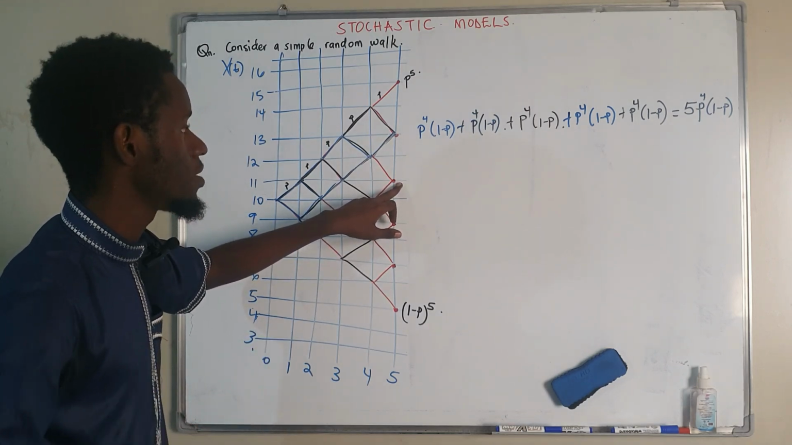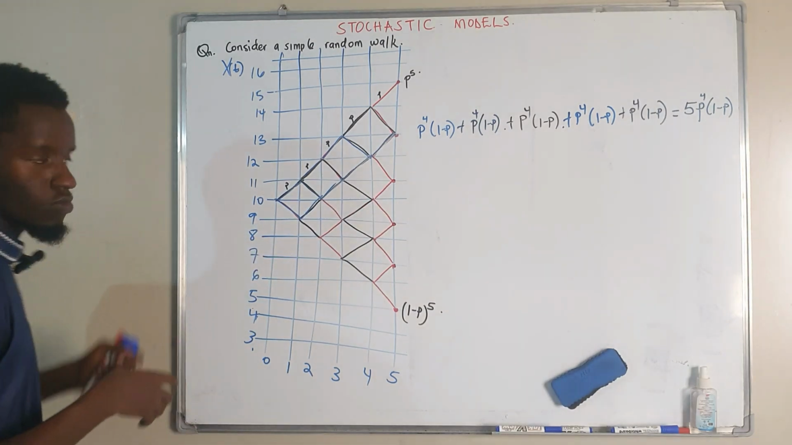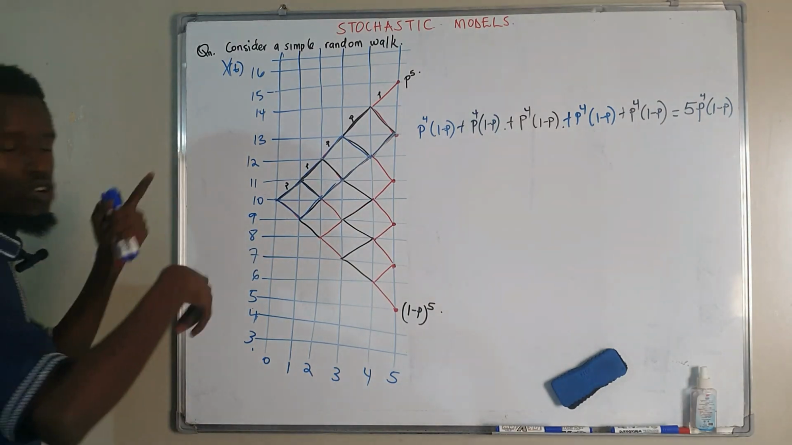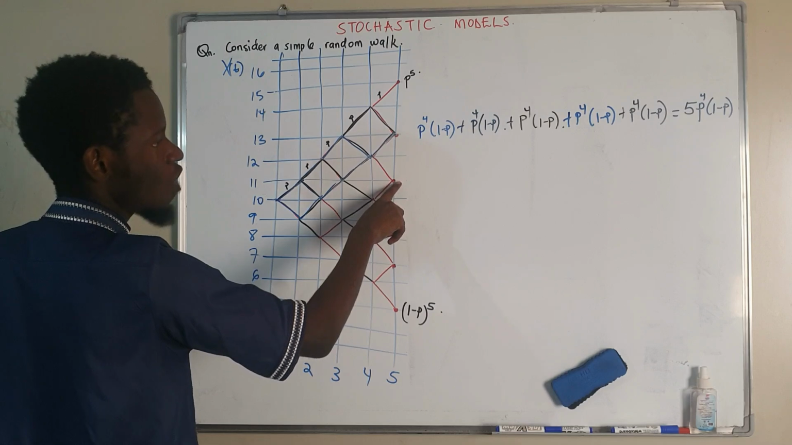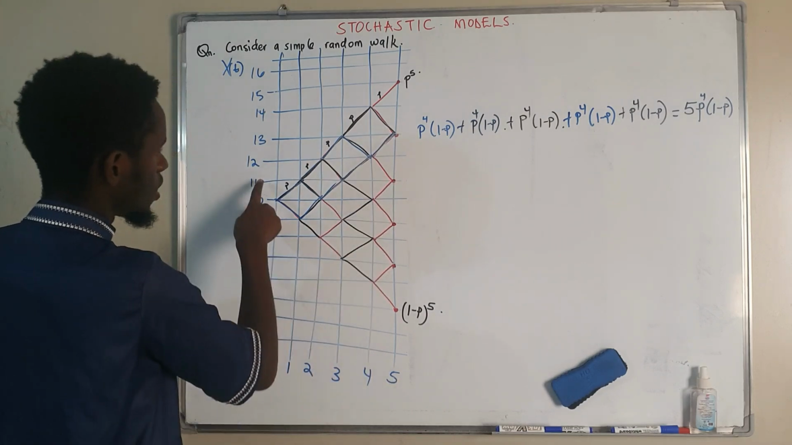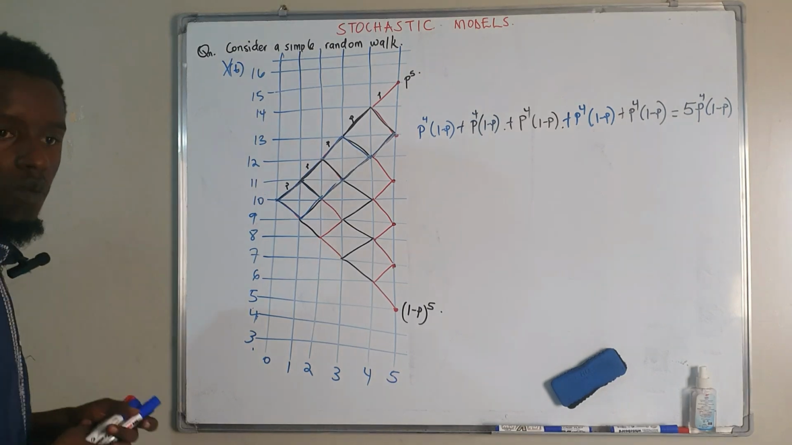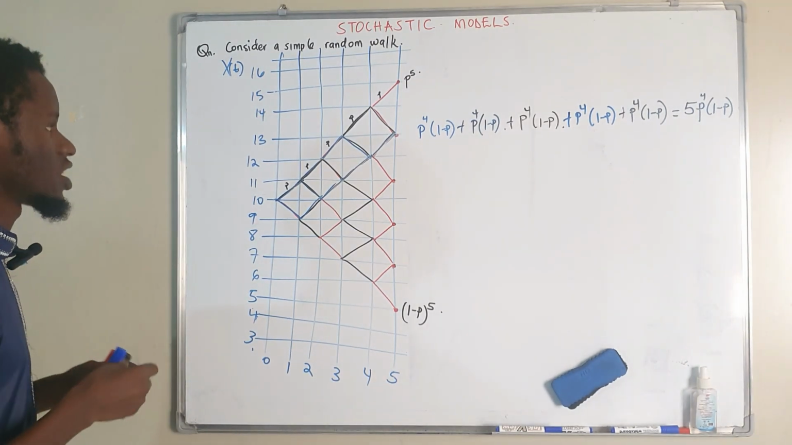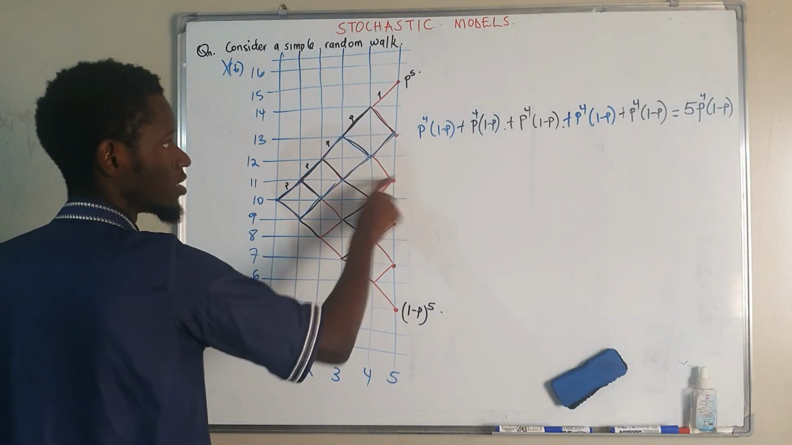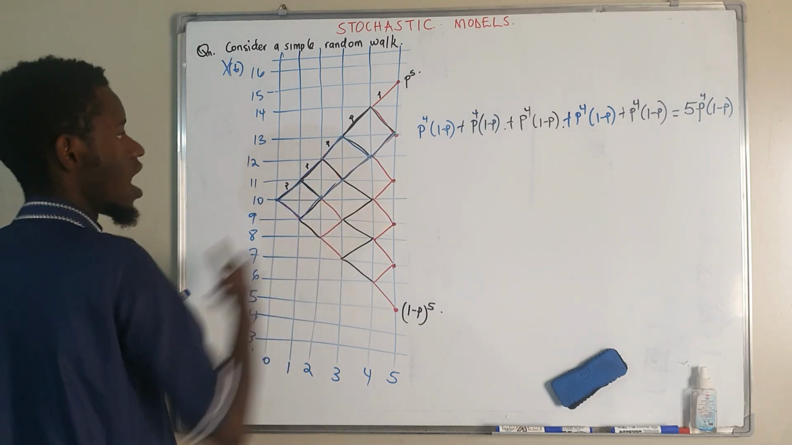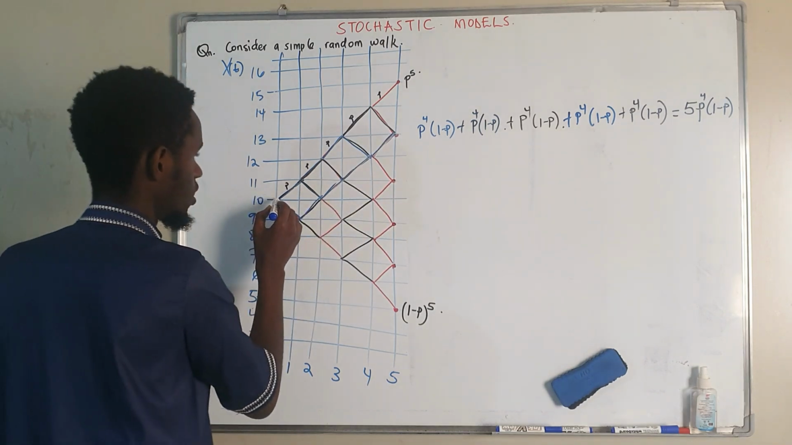This path here is going to be a bit tricky, but you have to get it, because there are many possible ways of reaching X5 to be 11 here. But we can still go about it. How? Let us begin to see how we can reach this point here. Now, for me to reach this point here, I can begin from here.